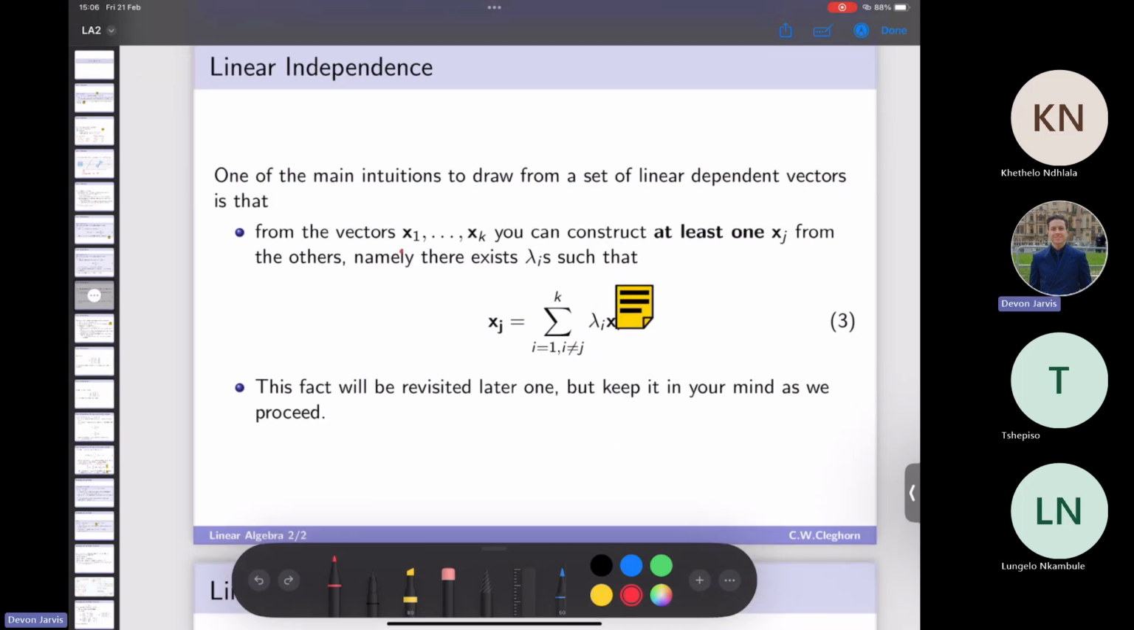But one of the main intuitions to draw from a set of linearly dependent vectors is that from the vectors you can construct at least one of the other ones in that set. So for example, if I take any of my other xi's, excluding the jth x, can I find a combination of lambdas such that I can reconstruct xj? If that's true, then it's a linearly dependent set.